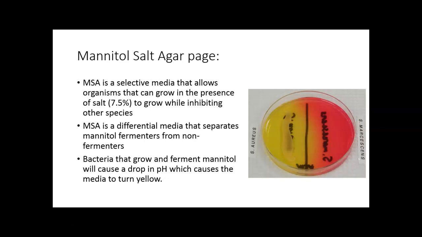So if you look over here, this is a mannitol salt agar plate, and it is normally a red color, but the bacteria over here are utilizing mannitol. They're fermenting the mannitol, and that causes the media to change color. So we're not looking at the bacteria color, we're looking at the media color. This is what the media looks like when it's not being fermented. This is what it looks like when it is. So it's selective for salt tolerance. Selection is always first. And then it differentiates those that do grow based on if they can ferment the mannitol or not.